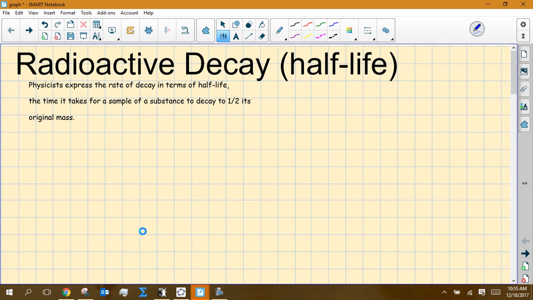There's an application of just logarithmic equations, logarithmic properties, exponential equations, exponential properties, and it deals with radioactive decay. Radioactive decay is what physicists express the rate of decay in regards to half-life, the time it takes a sample of a substance to decay to half its original mass. So that's what we mean when we say radioactive decay, and specifically half-life, is talking about starting with a certain mass.